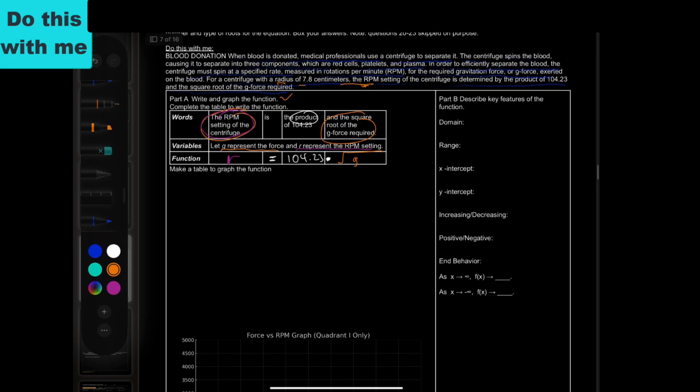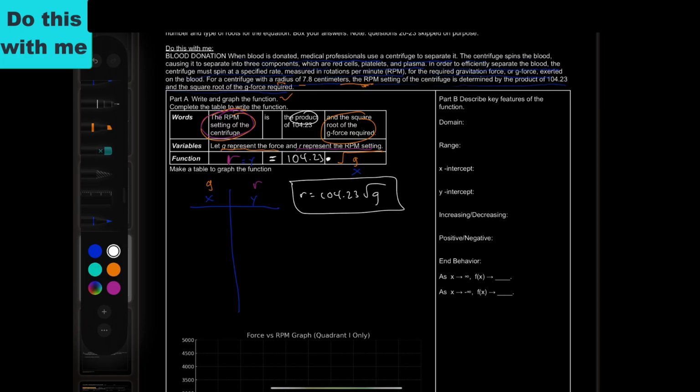Now, how do I make a graph? Let's go ahead and just draw a chart here. Okay, normally we write X's and Y's, but your Y is over here and your X is normally over here. So I want you to write R and then your G. Okay, so with this equation now, R equals 104.23 times square root of G. This is what we're going to be using here.